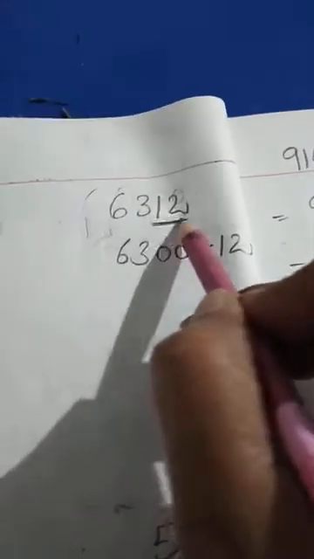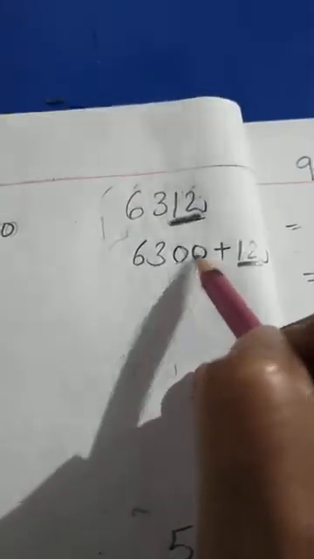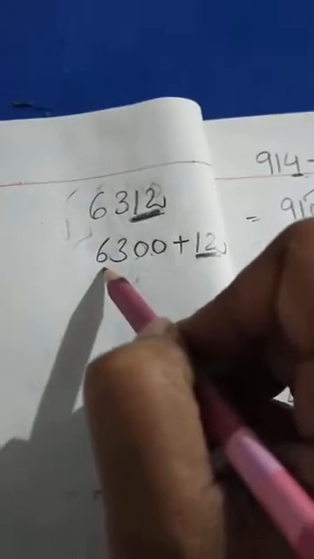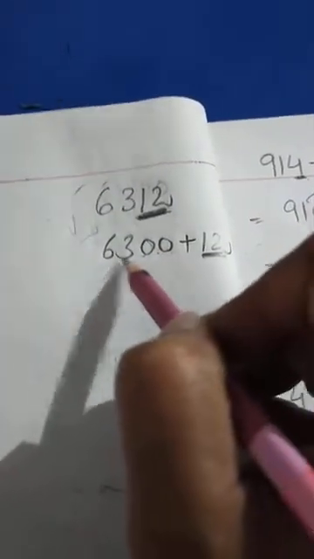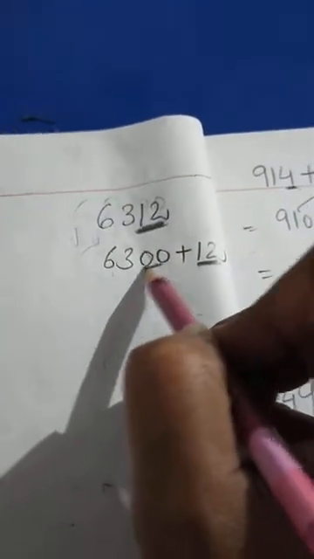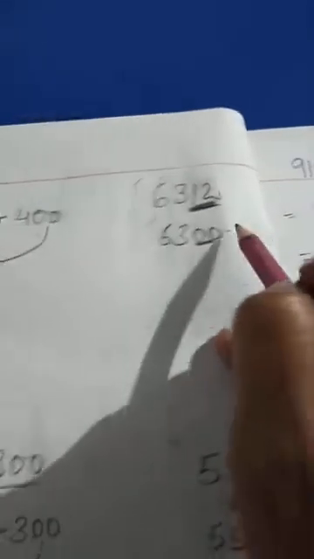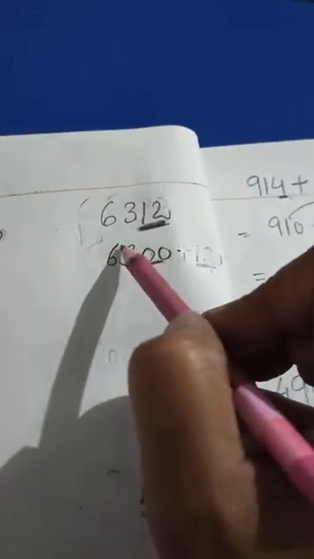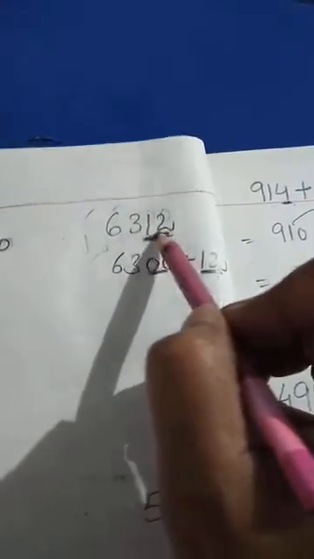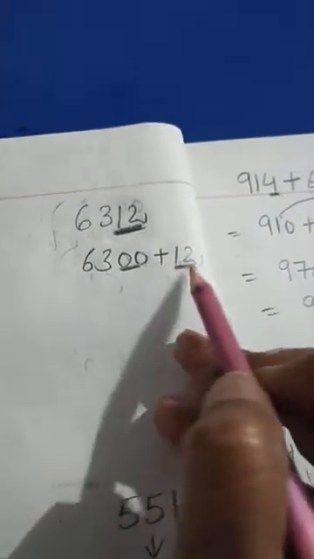6312. The last 2 digits are 12. So in place of 12, what will we write? Zeros only. We will break the number like this: 6300 plus 12. The two digits we have made zeros, and we have written those two digits separately. This means we have written the number 6312 in two parts: 6300 plus 12.